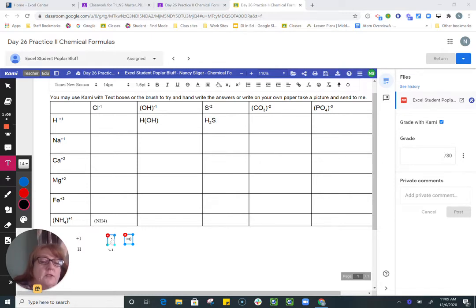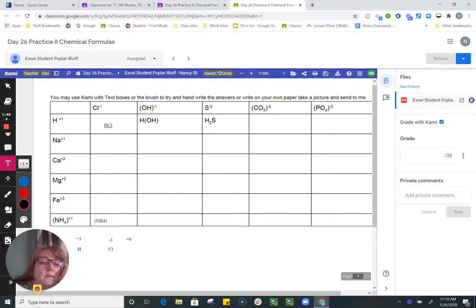So here for HCl, I started this one because it was kind of hard doing this in Cami. H is a plus one. Bring that over. Cl down is a negative one. Plus one, negative one equals zero. So therefore your formula is just HCl. The same thing would be true for sodium. Plus one, negative one equals zero, so your formula is just NaCl.